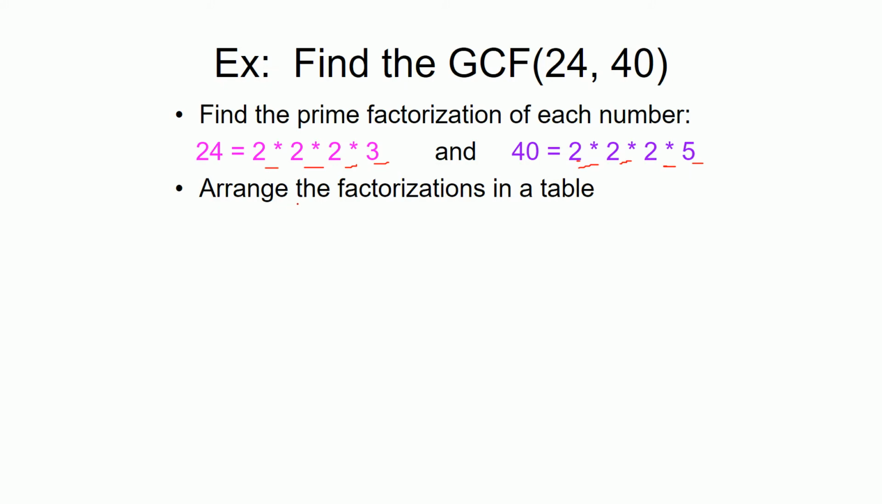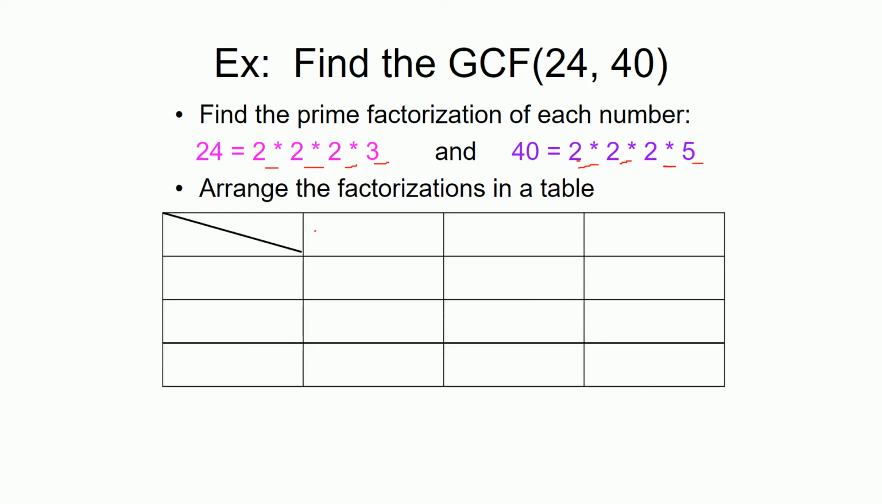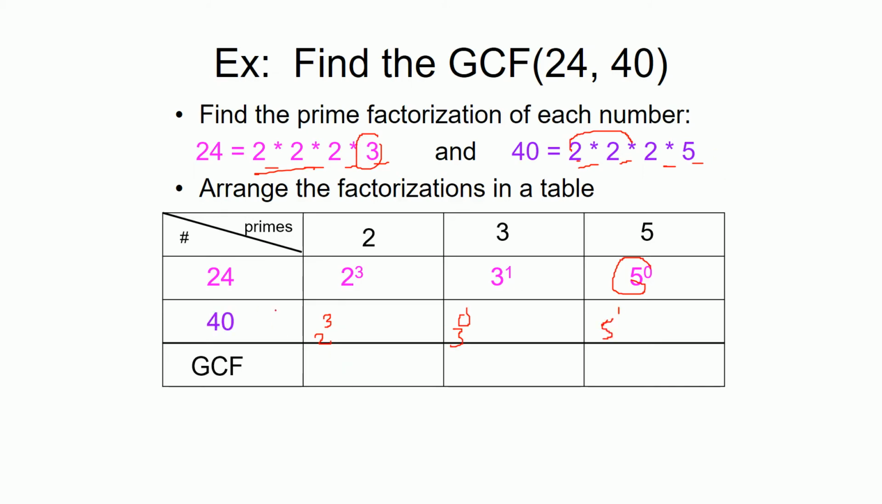Now we have to arrange the factorization in a table. How do we write the table? These are the primes: 2, 3, 5. For 24 we have 2 cubed, 3 to the power 1 and 5 to the power 0. Similarly, for 40 we have 2 to the power 3, so we write 2 to the power 3 here, and then we have no 3, so 3 to the power 0, and we have just one 5, so we write 5 to the power 1. So what is the GCF?